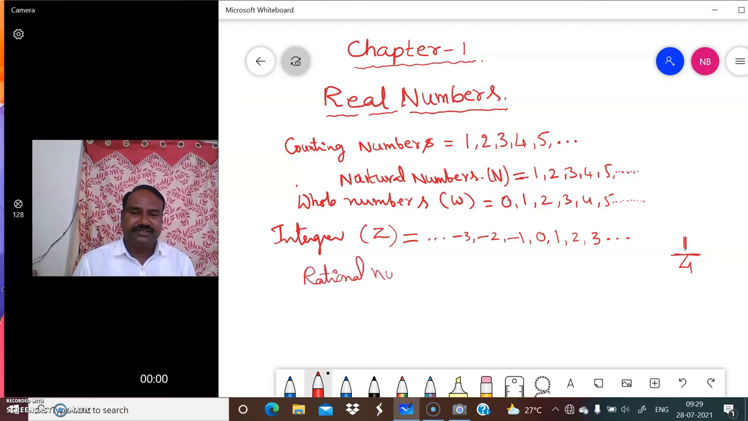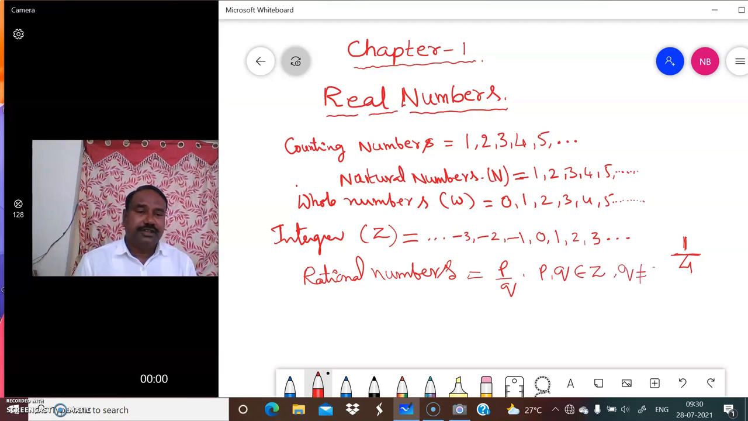Rational numbers are those represented in the form P by Q, where P and Q belong to the set of integers Z, which may be positive or negative numbers, but Q should not be equal to 0. This is the condition. So the numbers which can be written in the form P by Q, where P, Q belong to integers, negative, positive or 0, but the denominator Q should not be equal to 0, because division by 0 is not defined.